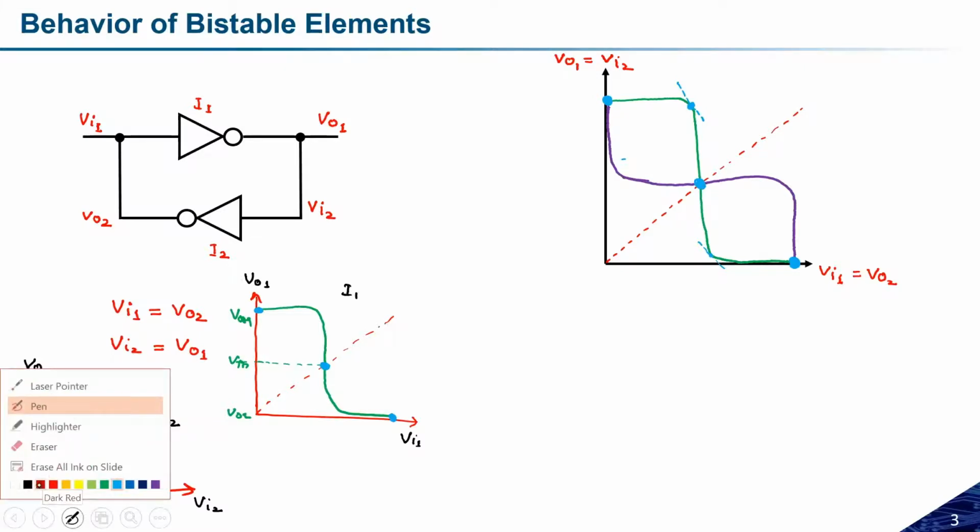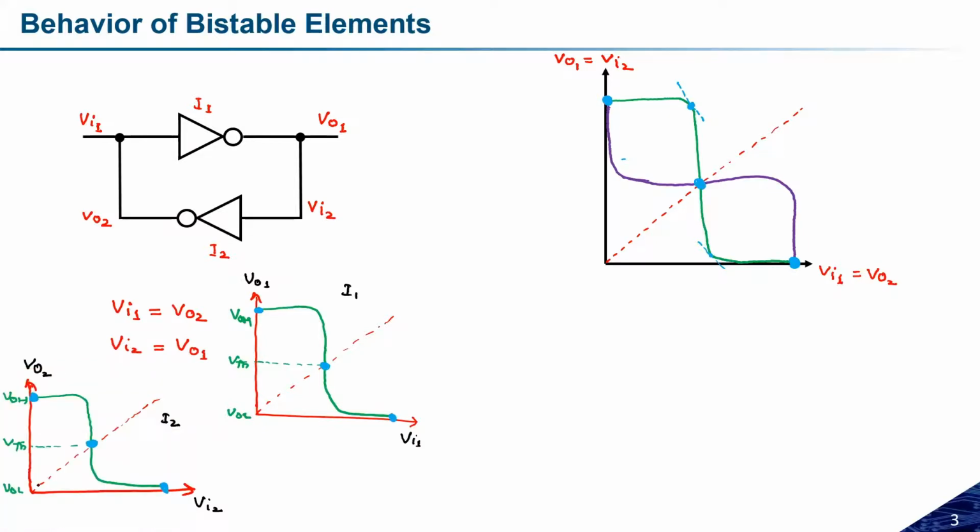So let me write a few things which are really important. At this point, gain is less than 1. At this point again, gain is less than 1. At this point we will be having gain greater than 1. At this point the gain will be greater than 1. So this is the important thing.